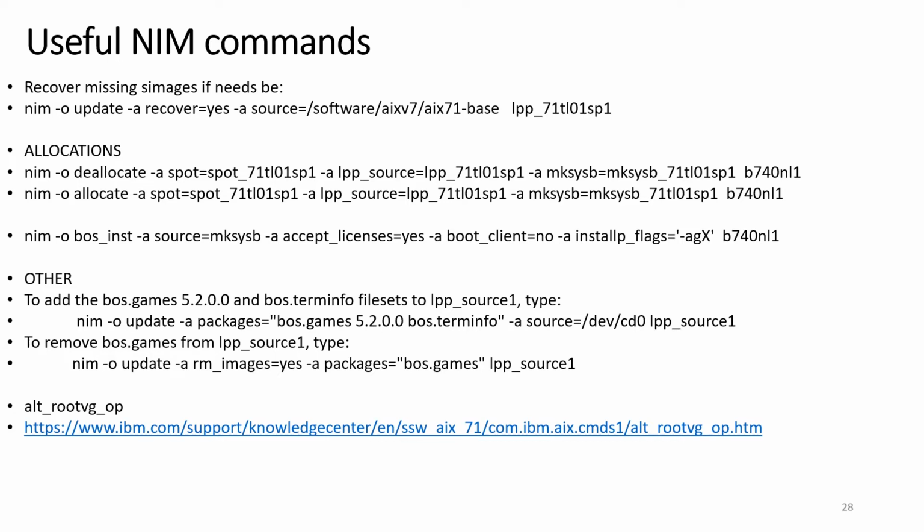I already talked about allocating and deallocating resources, and like I said, you can do that using the nim -o commands, or you can do those through smitty. And then I have a couple of examples down here for doing updates to add packages, and the second one is actually how to remove something. So it's a nim -o update -a rm_images=yes. That says we're going to be removing images. This is what I'm removing, vios.games, and I'm taking it out of LPP source 1.